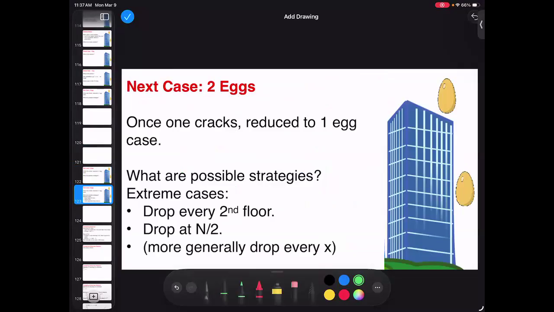You named the strategies that I was hoping you would name. These slides were prepared in advance. Drop every second floor, drop it n over 2. These are the 2 opposite extremes. I do not expect you will be dropping eggs or other things from buildings, right?